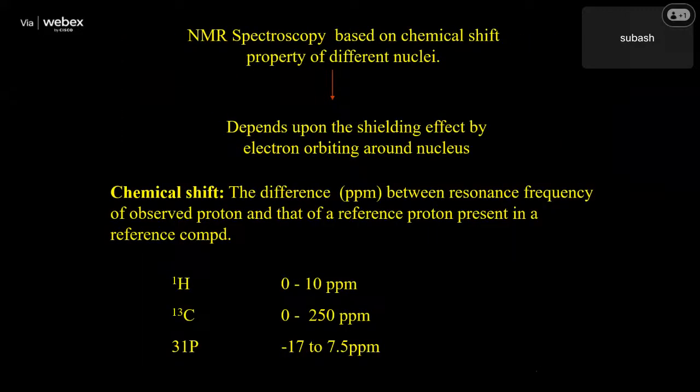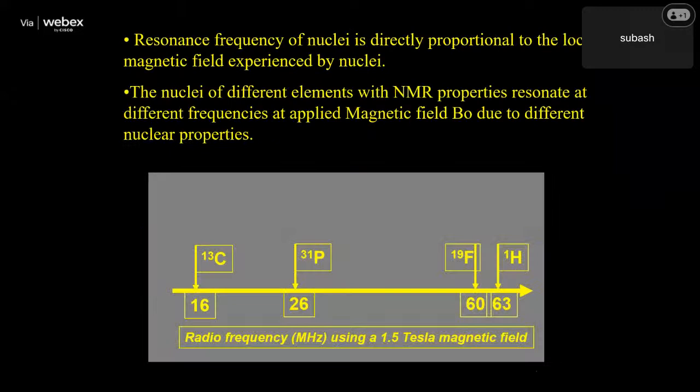And as we all know, all these nuclei have different resonance frequencies. So they are quite away from each other, except fluorine and hydrogen, which are closer, 60 and 63 megahertz at 1.5 Tesla. Phosphorus 31 is at 26 megahertz and carbon 13 is at 16 megahertz. So you can see how these nuclei are quite far away frequency wise. So multinuclear spectroscopy can be performed in a single shot by throwing two pulses at different resonance frequencies, and one can acquire signal from two different nuclei simultaneously.